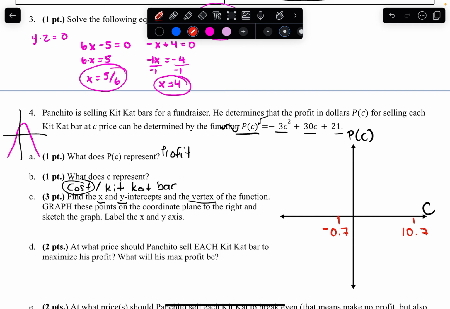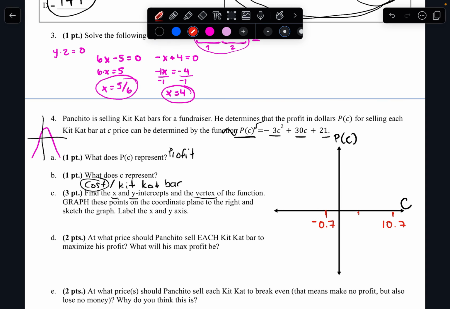Okay, and then before I find the vertex, I need to use my brain a little bit. This is about -1 and this is about 11. So my vertex has to be somewhere around 5, right? The halfway point. And I'm going to use that information to make sure that whatever answer I get for my vertex, it makes logical sense.